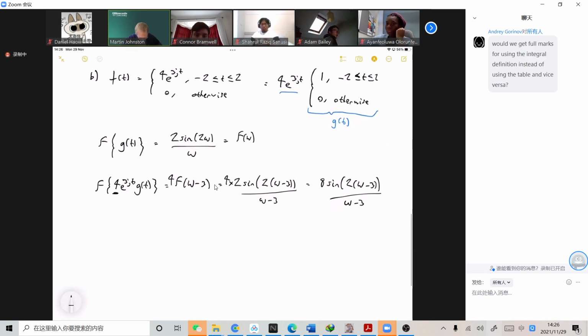Right, question 4. This time we're using the first shift theorem to find the inverse Fourier transform of a function. We're given F of omega, which is equal to 1 over omega plus 2j plus 1.